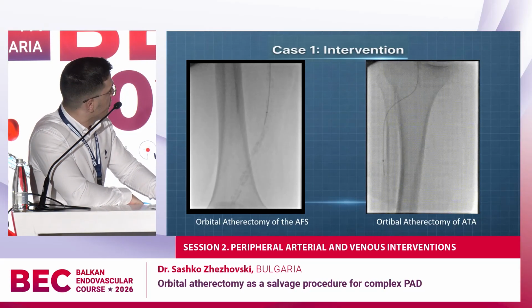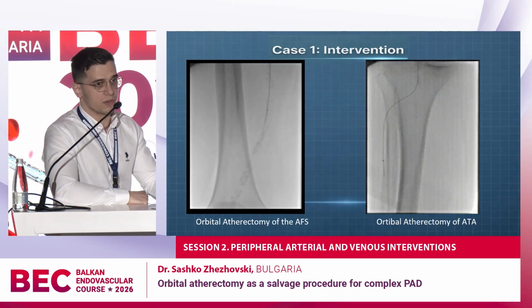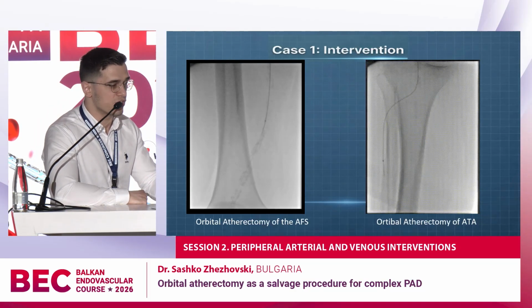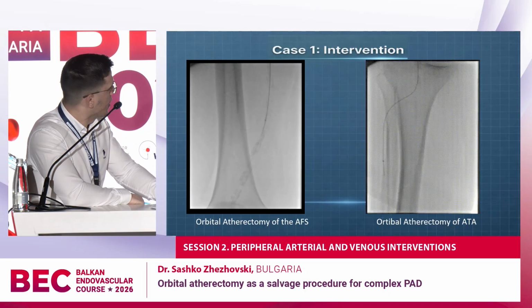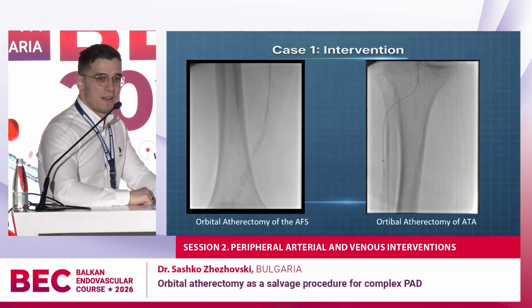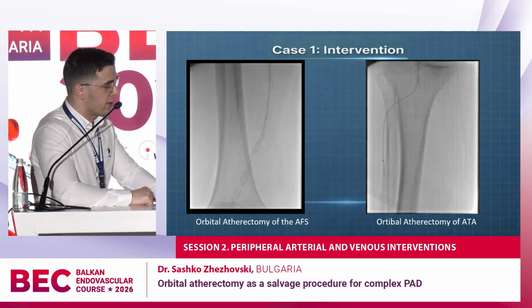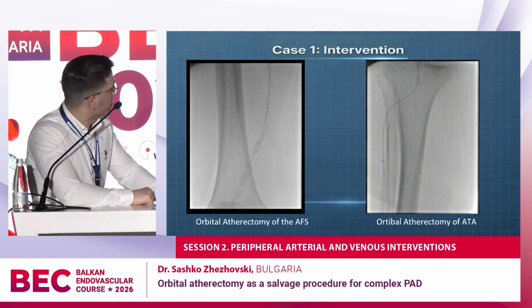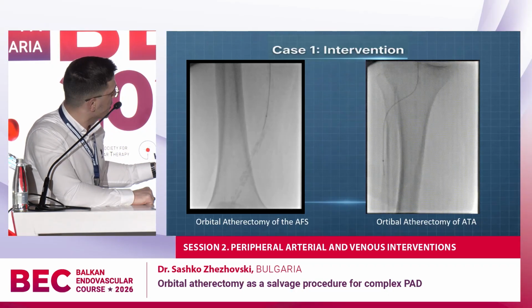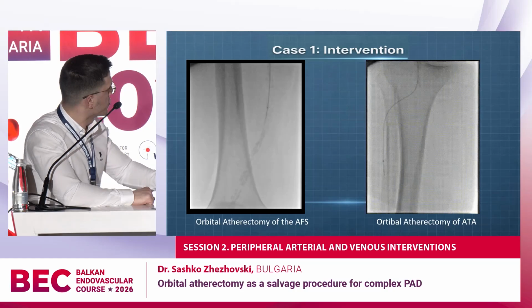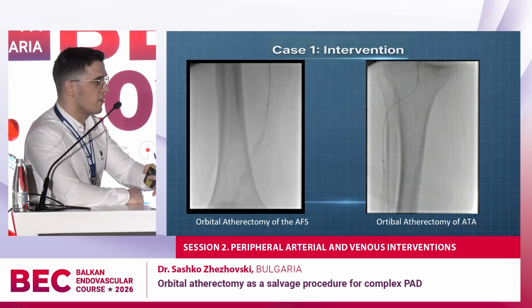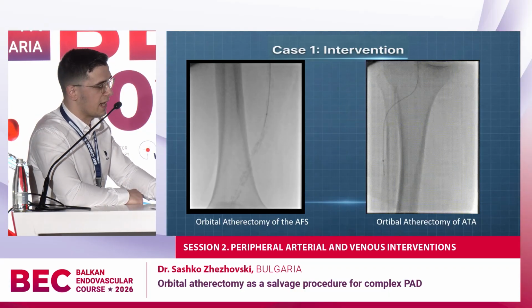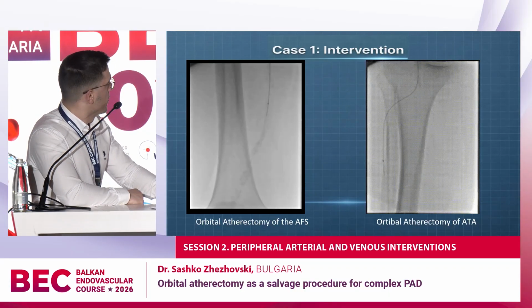So we began with the intervention. We crossed the lesions using a Stato wire, and then under the support of a Navicross microcatheter, we exchanged with the Viper wire. Sorry, not angiojet. So we exchanged with the Viper wire, and then we began with the orbital atherectomy. First, you can notice to the left the orbital atherectomy of the superficial femoral artery segment, then below the knee. We navigated the guide wire to the anterior tibial artery.